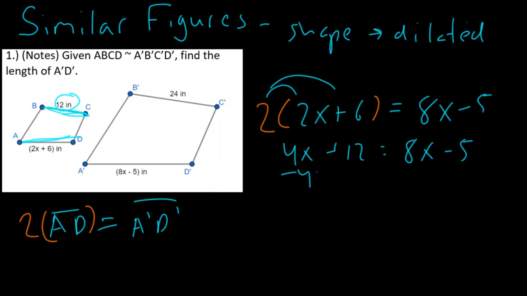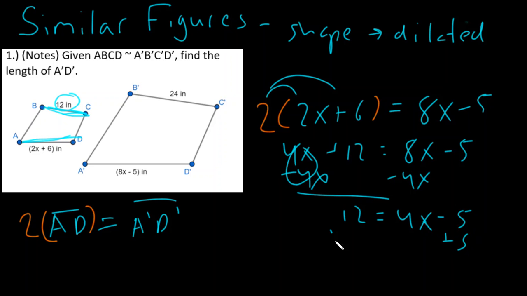Alright, well, of course, we can subtract our smaller x. And once we do that, we have 12 is equal to 8x minus 4x, which gives us 4x minus 5. And from there, of course, we can add 5 to both sides. Now 12 plus 5 gives us 17 is equal to 4x. And y'all know this, we divide both sides by 4. Turns out x is equal to 4.25.